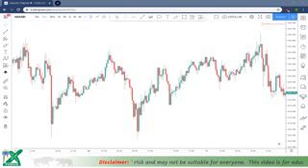What is market structure in Forex, and why is it so important, and why do we need to know about market structure and price action? In this video, we will learn about market structure and price action strategies.